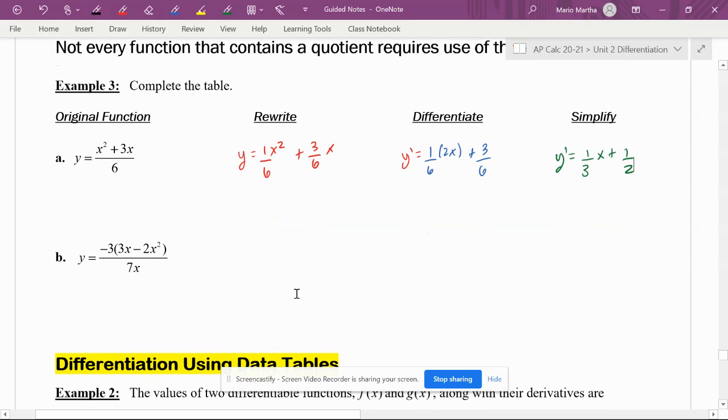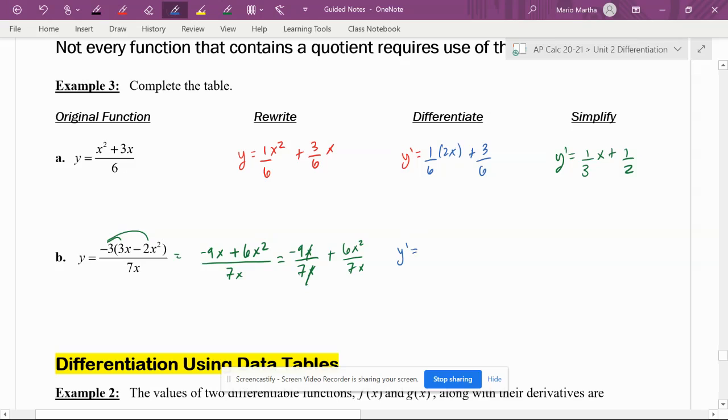All right. So let's look at example B now. So same thing. We want to be careful here, right? First, we want to distribute on top everything. So let's do that first in the rewrite part. So this would be equal to negative 9x plus 6x squared, and then everything over 7x. And now again, split it up, right? So that would be negative 9x over 7x plus 6x squared over 7x.